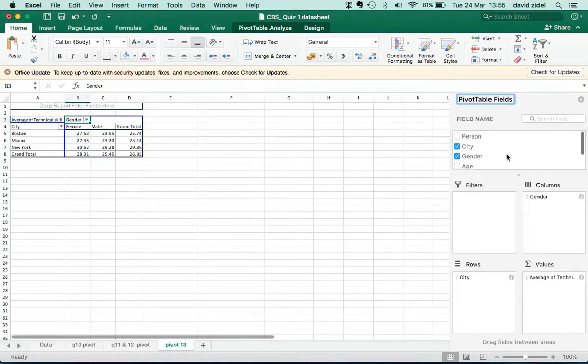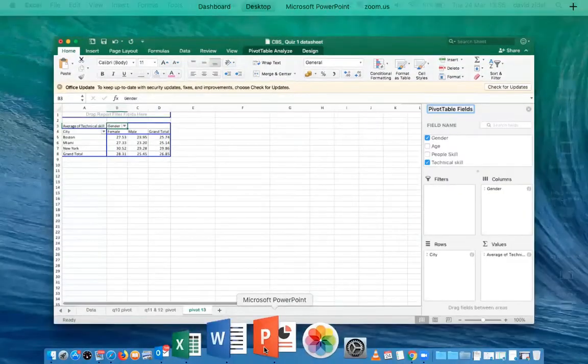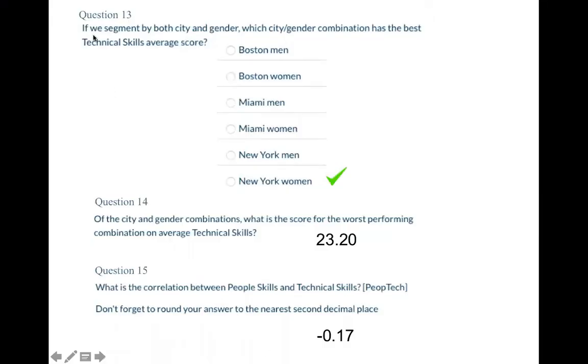So for my pivot table, I ask, what am I looking for? I'm looking for something with city, something with gender, and technical skills. You can play around with it till you get the combination that looks like this. I don't remember what the question was exactly, but it said, if we segment both city and gender, which city has the best combination of technical skills? It was New York women.